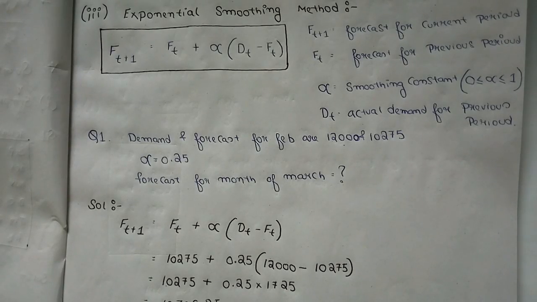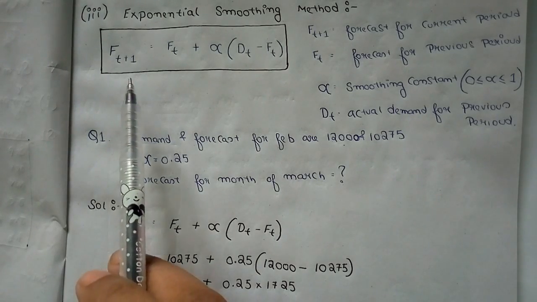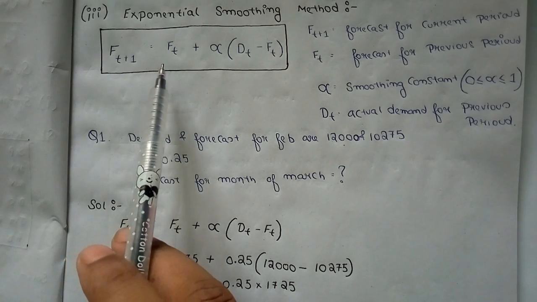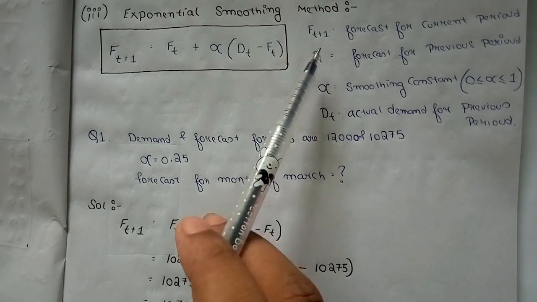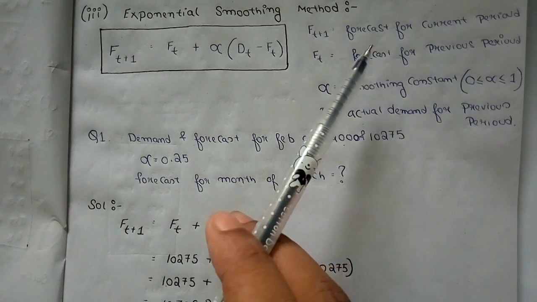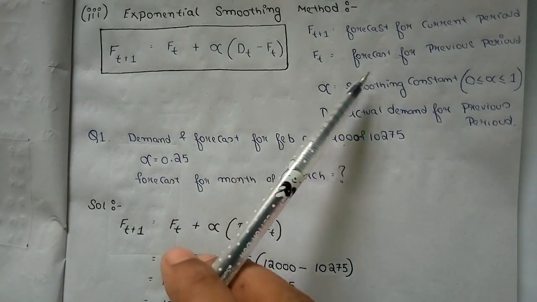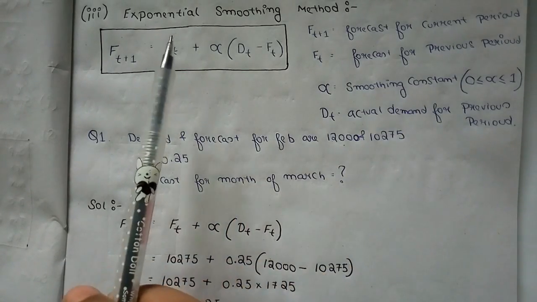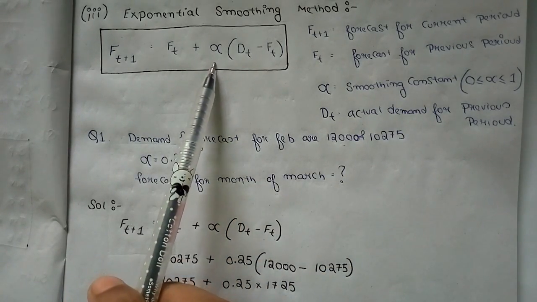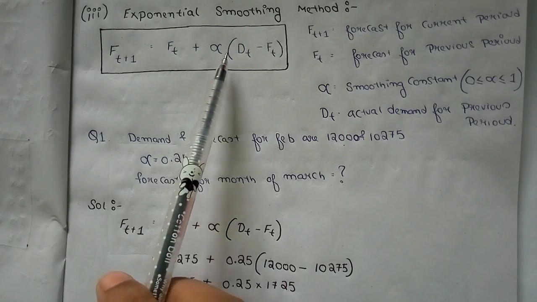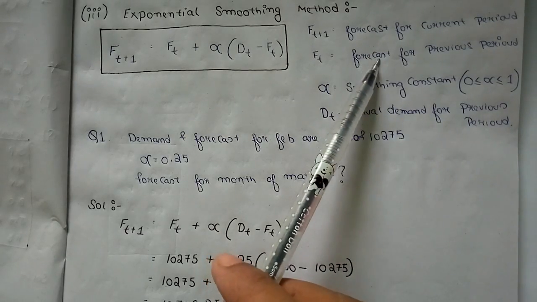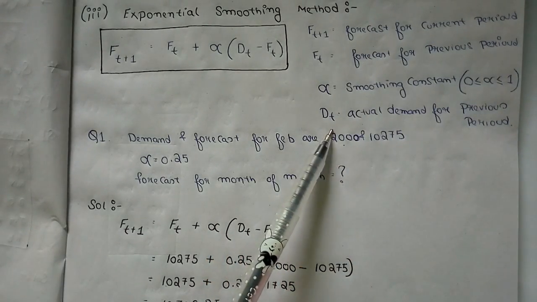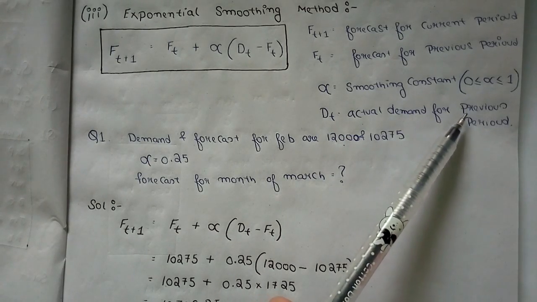So here is our third method, that is the exponential smoothing method. For this method, just remember this formula, that Ft plus 1 will be equal to Ft plus alpha into Dt minus Ft, where Ft plus 1 is the forecast of the current period which we have to find, and Ft is the forecast of the previous period which will generally be given in the question, and alpha is the smoothing constant which is always given in the question, and Dt is the actual demand for the previous period. So Ft was the forecast value of the previous period, and Dt is the actual demand for the previous period.